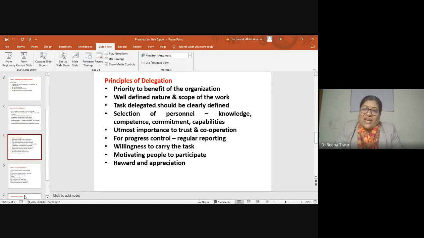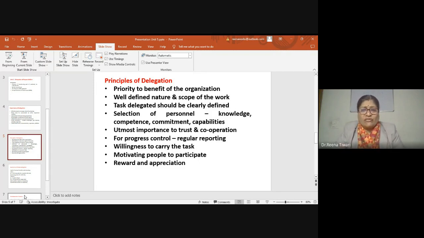The willingness to carry out the task is very important. As a head teacher, if I am assigning a responsibility or delegating a task to any individual teacher or subordinate, I need to first understand and know whether the person is willing or not. So willingness is very important. And for that, I need to motivate people to participate.